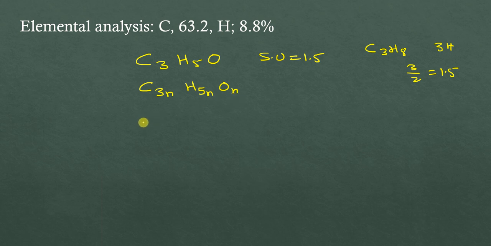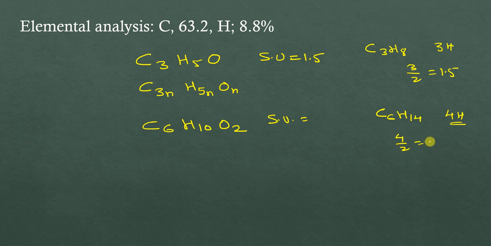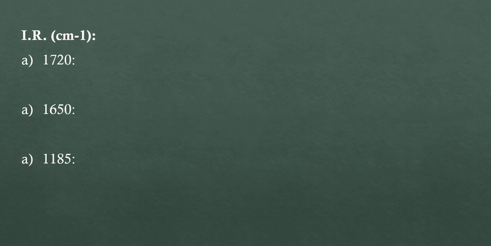Suppose n is 2. So it should be C6H10O2. For this molecular formula, if you calculate the site of unsaturation, for C6H14 here we have 10 hydrogens, so there is a deficiency of 4 hydrogens. So 4 divided by 2 is 2. So the sites of unsaturation for this is 2. So this can be our molecular formula. So we'll continue with this.